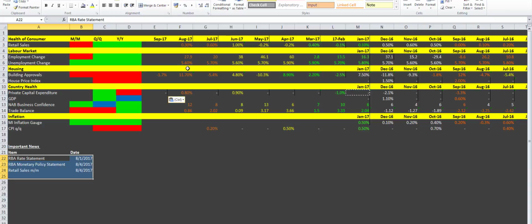Employment increased. The labor market was okay, but this is the number that's causing a bit of concern. Building approvals, right? It has dropped from a high of 11.7% right down to negative 1.7, and you can see from month-to-month, quarter-to-quarter, and year-to-year, it's just not doing that well. So we will have further.